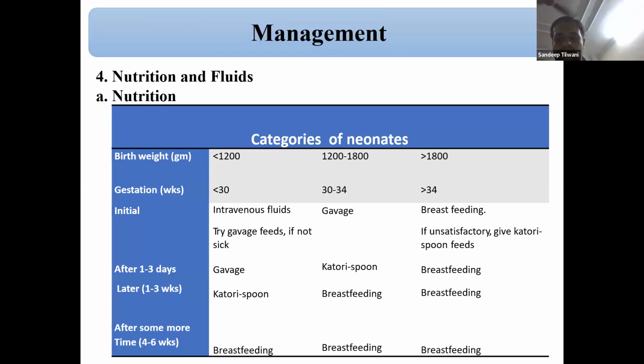Next, most important aspect. So one aspect which we talked about was thermoregulation. The next most important aspect, which I think all of us would be struggling with in our NICUs, is regarding the feeding or the nutrition of these low birth weight babies.